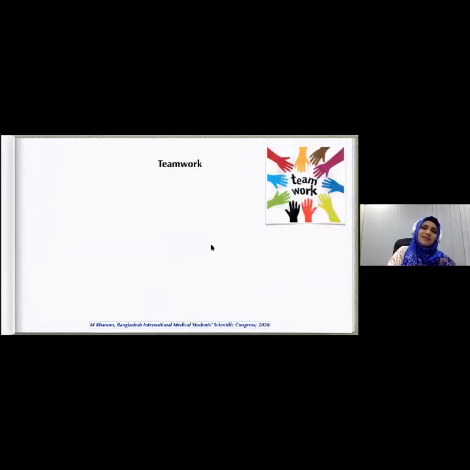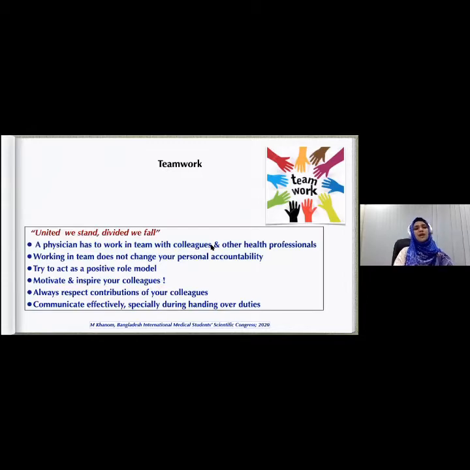Working in healthcare is always teamwork. United we stand, divided we fall. A physician has to work in a team with colleagues and other health professionals. Working in a team does not change your personal accountability. Try to act as a positive role model. Motivate and inspire your colleagues. Always respect the contributions of your colleagues. Communicate effectively, especially during handing over duties.